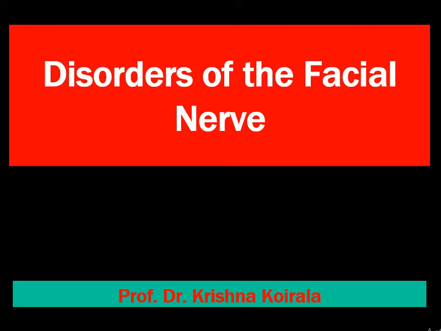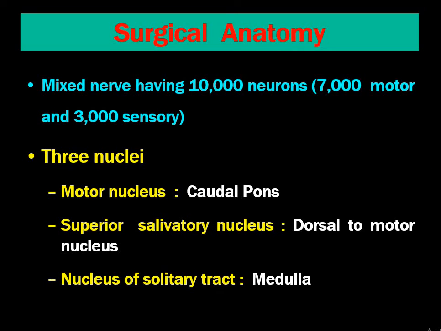Disorders of the facial nerve. Facial nerve is a mixed nerve having 10,000 neurons, 7,000 motor neurons and 3,000 sensory neurons. It is predominantly a motor nerve.